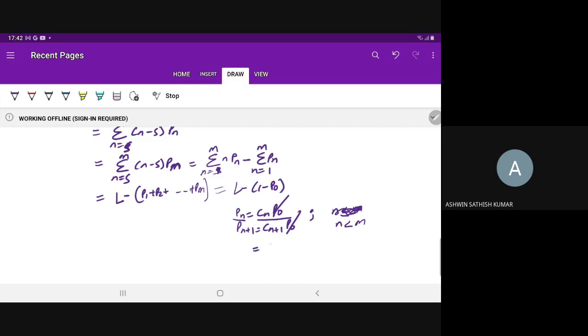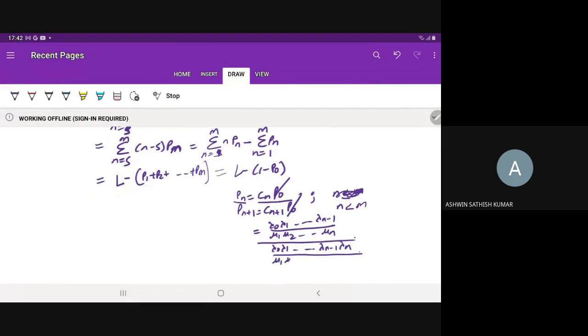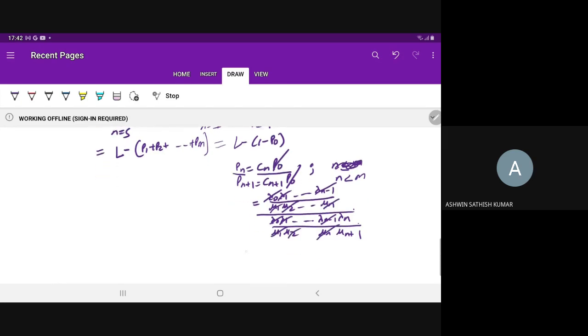What is the Cn? Lambda naught, lambda 1, ... lambda n minus 1 upon mu 1, mu 2, ... mu n. What is the Cn plus 1? Lambda naught, lambda 1, ... lambda n minus 1, lambda n upon mu 1, mu 2, ... mu n plus 1. So we have the cancellation of these terms. So we have the very important formula here.